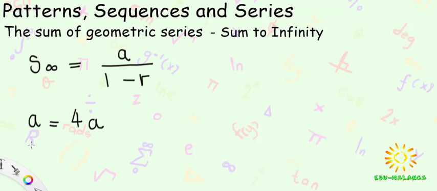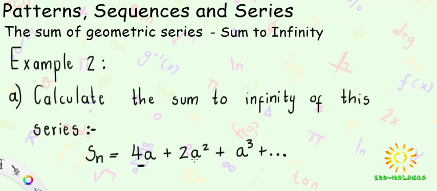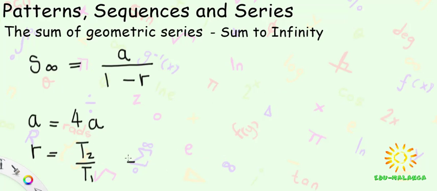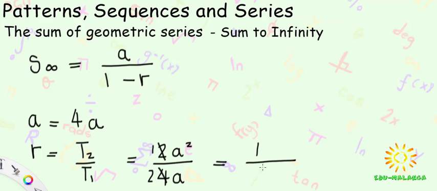And what is our r? R is, again, we're going to just use term 2 and term 1. Our term 2 is 2a squared and our term 1 is 4a. So our r is then going to equal 2a squared divided by 4a. Let's see what happens. 2 can simplify to 1 and 4 can simplify to 2, so then we have 1 over 2.